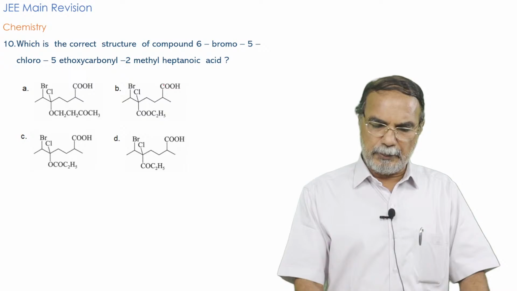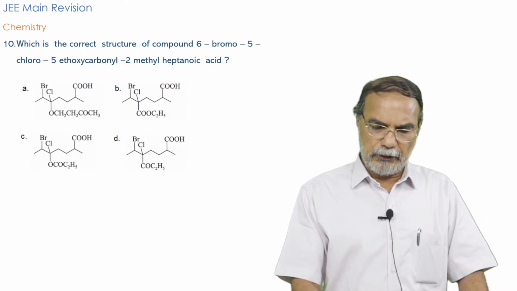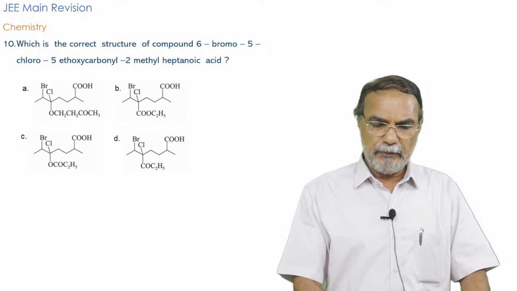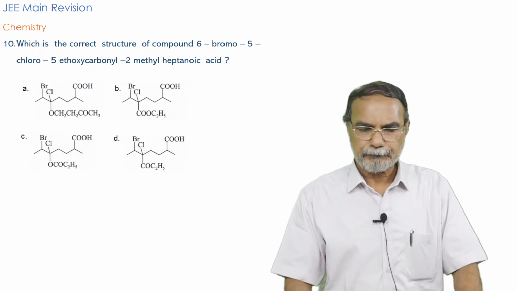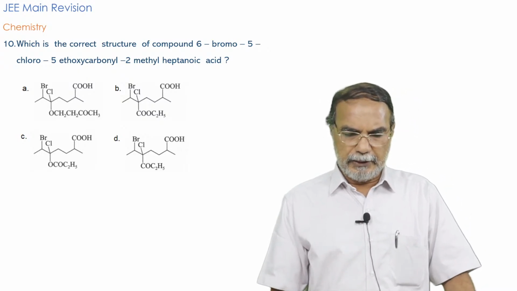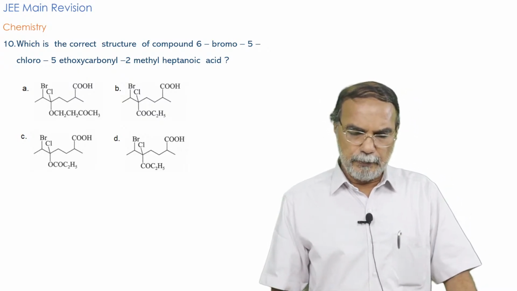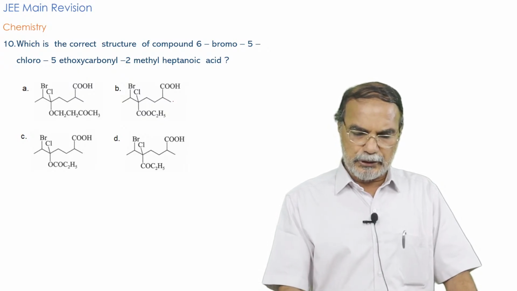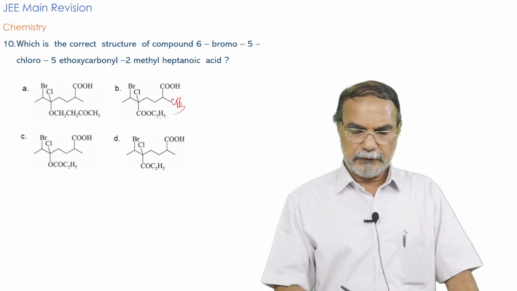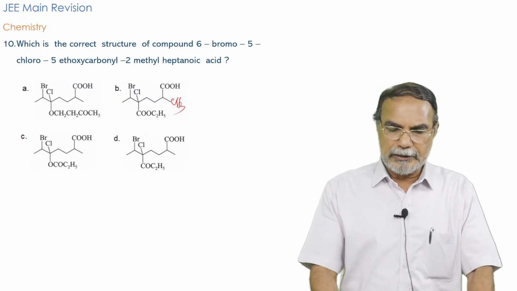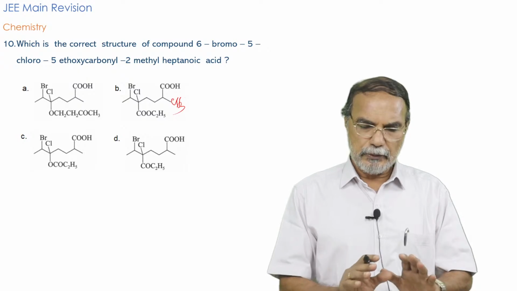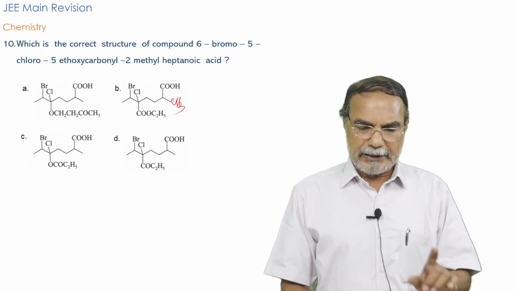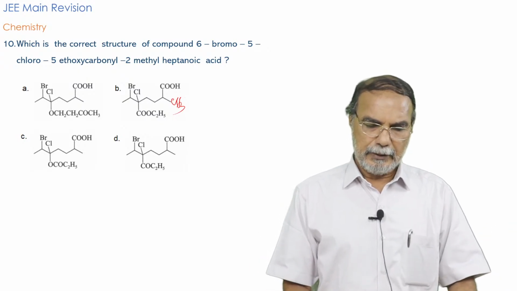Acid group is carbon number 1. 1, 2, 3, 4, 5. Chlorine is at 5, 5-chloro. And bromine is at 6, 6-bromo. That is also correct. And then you have a methyl group at the second carbon. That is also correct. So all these are there in all the 4 options. The positions of all the groups are okay, except one. What is that?